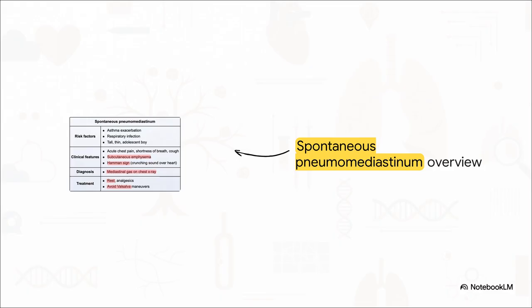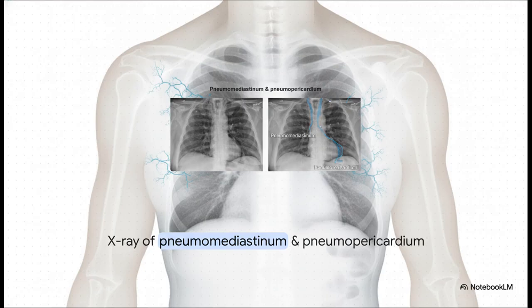But here's the key difference from a tension pneumothorax. The treatment here is strictly conservative. We're talking rest, analgesics, and making sure they avoid Valsalva maneuvers so they don't worsen the air leak. You can see exactly why on this chest X-ray. Look at the radiolucent gas outlining the mediastinum and pericardium. That's called pneumopericardium. But because this patient is hemodynamically stable, you don't need any invasive decompression.